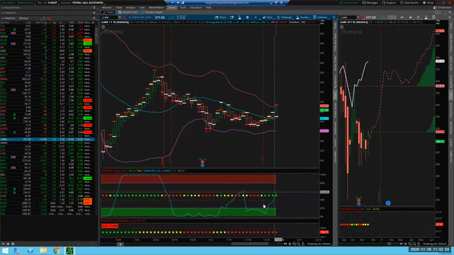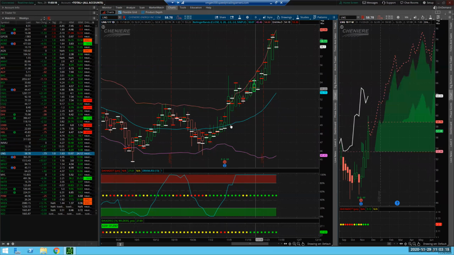ILMN, again, we've got the green, we got the Laguerre, the green dot. I didn't take this one yet just because I only take so many trades at once, but this has been working out nicely so far. Big forecast and move up here on ILMN. So if you're in this, green dots, you're still good to stay in that trade.